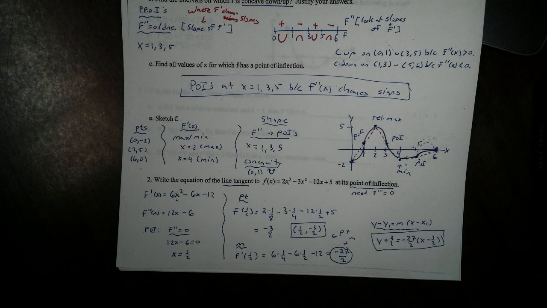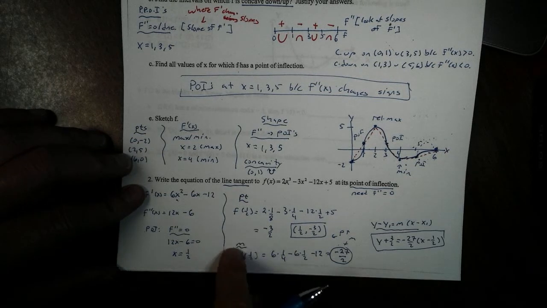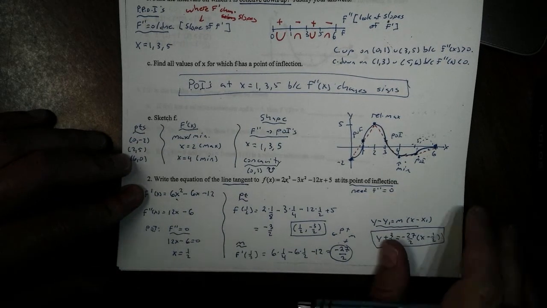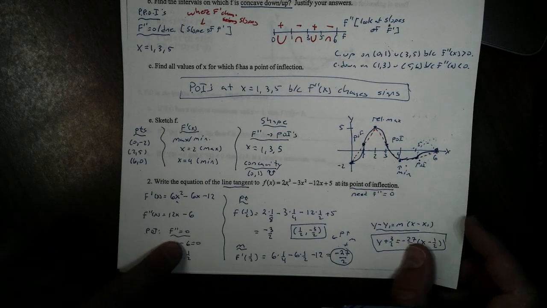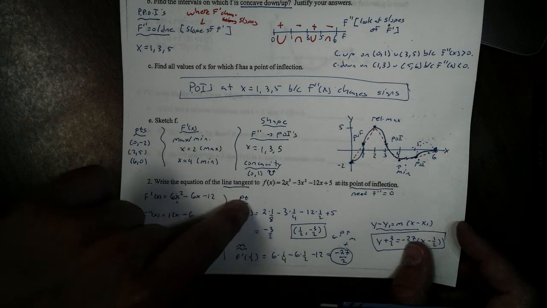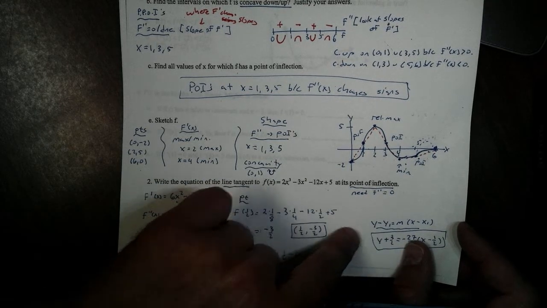Very easy to do. Everybody can do that. So this will be worth quite a few points because you have to find that point of inflection as well. You have to find the second derivative, find that possible point of inflection, find your point, find your slope, and your equation. So this would be like a 5 or 6 point question for us.